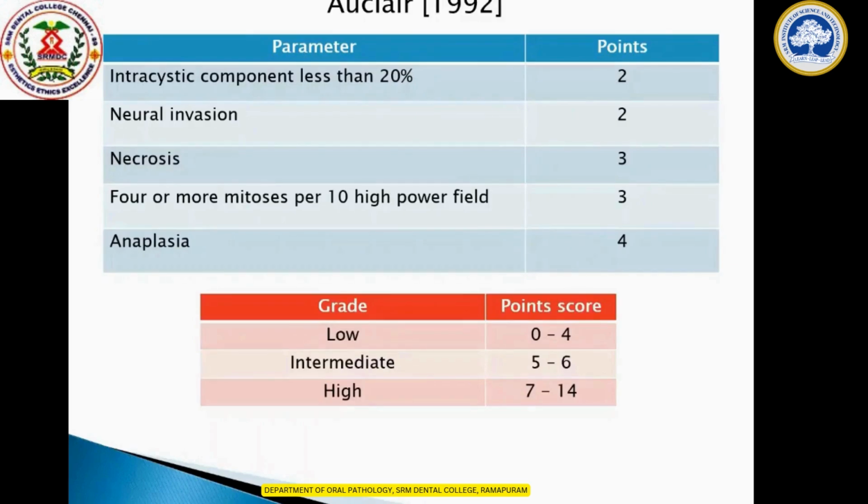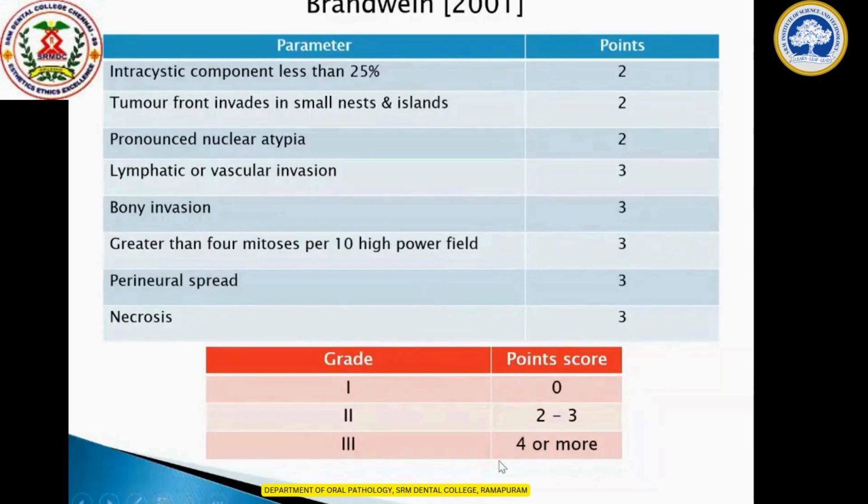Three points are given, and anaplasia will be your 4. Then based on these parameters, it will be graded as low grade if the point score is around 0 to 4, intermediate grade if it's 5 to 6, and a high grade if it's 7 to 14.